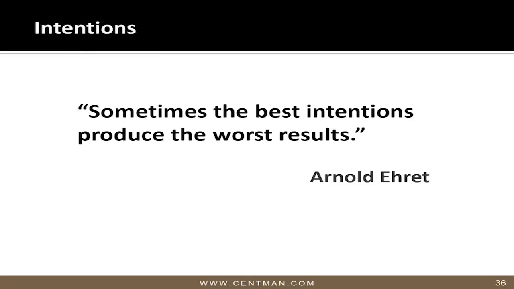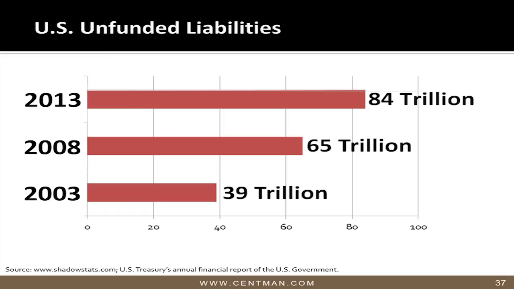Now, take a look at this. Sometimes the best intentions produce the worst results. And there's nothing that will show that better than these statistics. These are all good intentions. Look at the results. In 2003, our unfunded liabilities, which is Social Security, Medicare, Medicaid, all the government programs, had a $39 trillion unfunded liability. That means we're going to have to come up with $39 trillion.